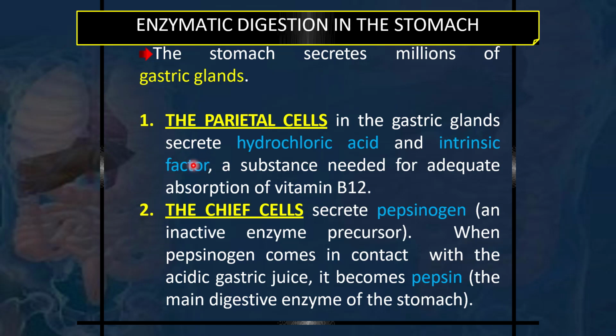If there is a deficiency of intrinsic factor in the stomach secretion, even if there is enough vitamin B12 in our diet, we would not be able to absorb the vitamin B12 present in our diet. So it is very important that our parietal cells are in a good healthy functioning state to secrete the acid as well as the intrinsic factor, so that vitamin B12 absorption can take place.